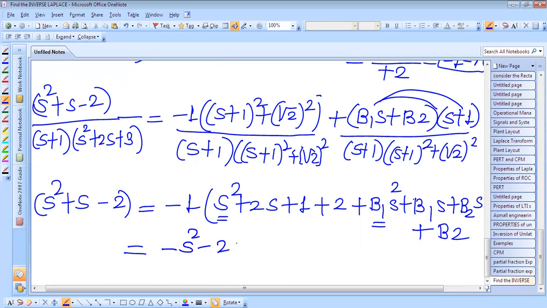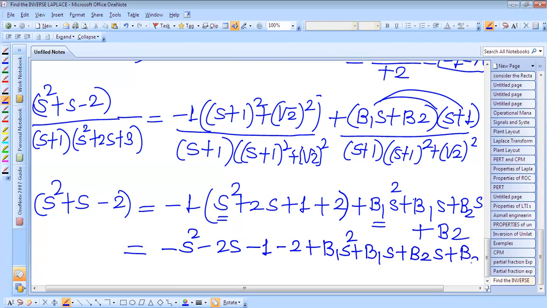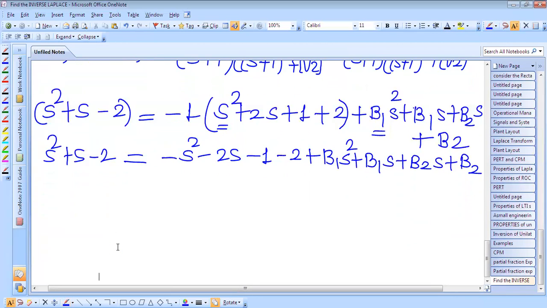Minus s square minus 2s, minus 1 minus 2, whereas the rest of the sign will be same. S square plus s minus 2. Now we have to equate the s terms.